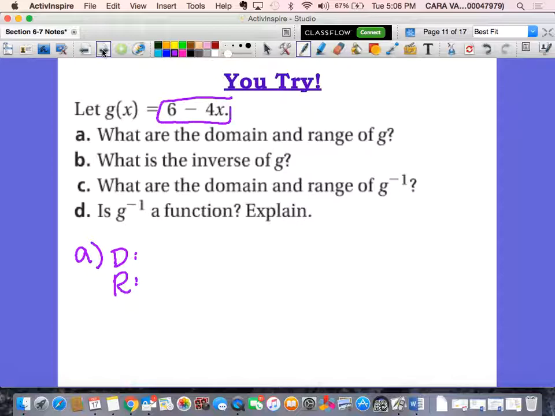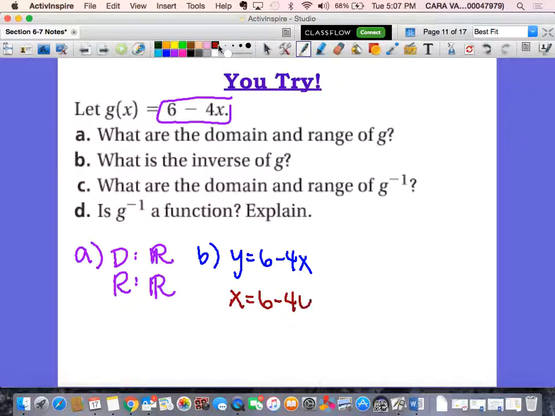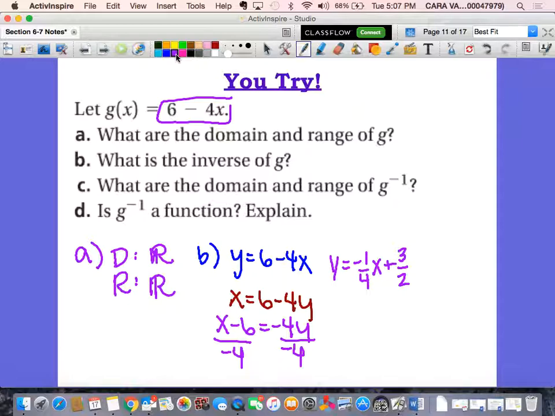You notice that this equation is a linear equation. So your domain is all real numbers, so that means your range is all real numbers. On B, it says find the inverse. Again, I'm going to go ahead and write this as y equals 6 minus 4x. I'm going to switch the x and the y and solve for y. So the reason I wrote plus 3 halves is because negative 6 divided by negative 4 gives you a positive 3 halves. I went ahead and simplified that fraction. So I have my inverse equation.